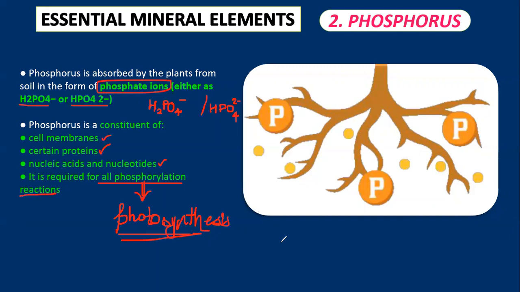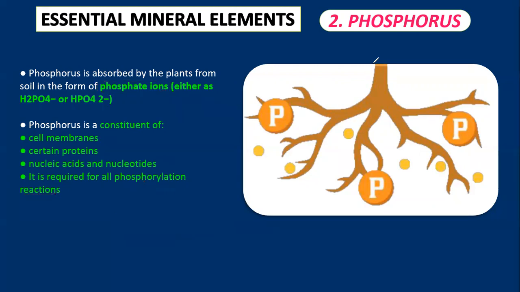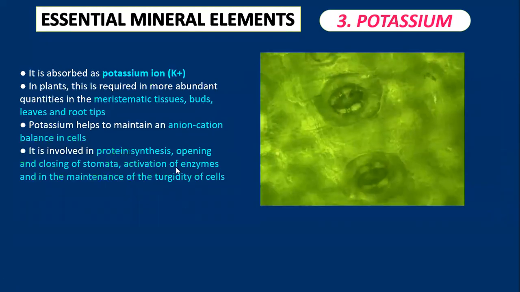Okay, so name the element which is required for all photophosphorylation reactions. It is the phosphorus. Name the element which is a constituent of cell membrane, proteins, nucleic acid, and nucleotides. It is the phosphorus. Name the form in which phosphorus is absorbed by the plants. It is in the form of phosphate ion.